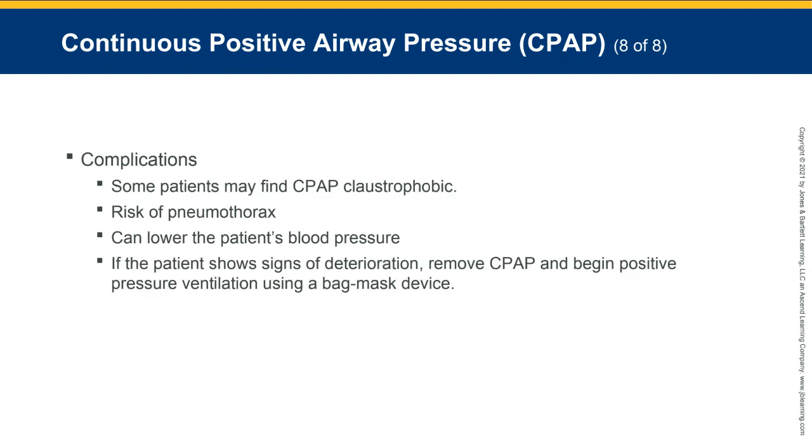Now, complications with CPAP. Some patients may find CPAP claustrophobic. It puts a patient at risk for a pneumothorax. It can lower the patient's blood pressure. If the patient shows signs of deterioration, remove your CPAP and begin positive pressure ventilation using a bag mask device.